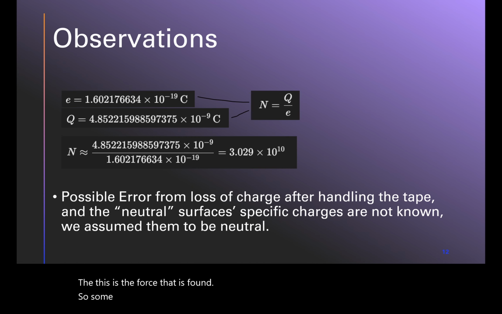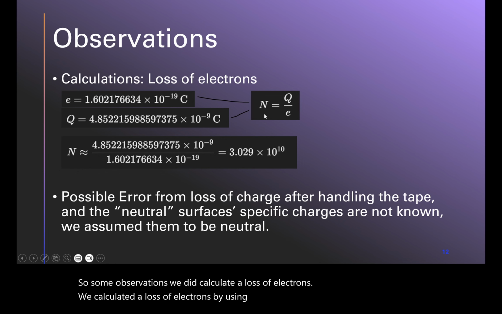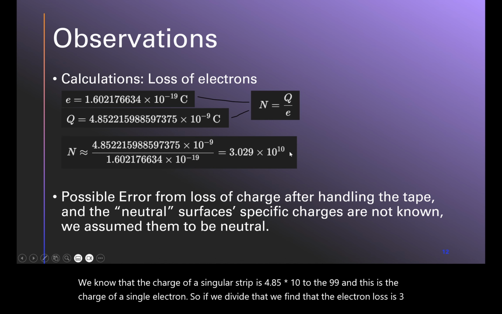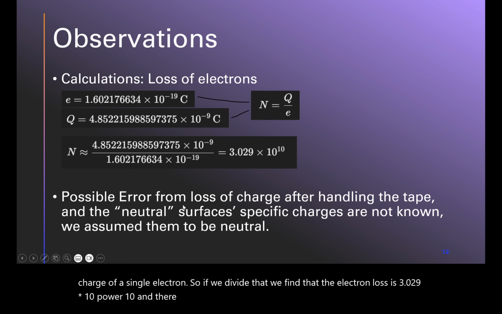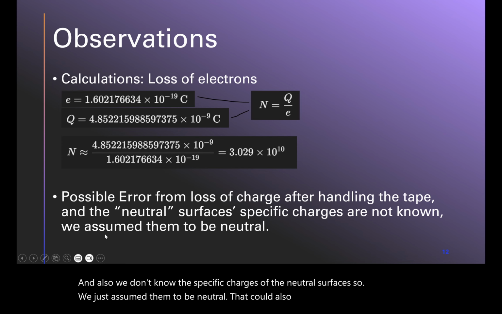So some observations. We did calculate a loss of electrons. We calculated it by using the n equals q over e formula, and we know that the charge of a singular strip is 4.85 times 10 to the negative 9, and this is the charge of a single electron. So if we divide that, we find that the electron loss is 3.029 times 10 to the 10. There is possible error from loss of charge after handling the tape, and also we don't know the specific charges of the neutral surfaces, so we just assume them to be neutral. That could also be another point of error.